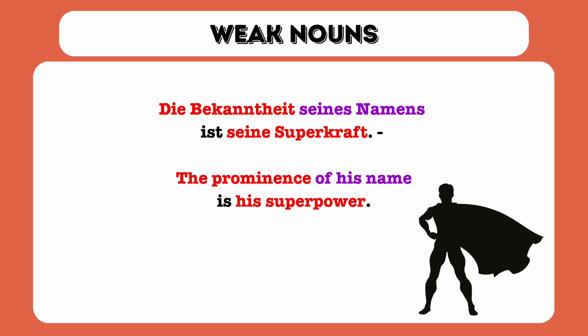Die Bekanntheit seines Namens ist seine Superkraft. The prominence of his name is his superpower. Again, seines Namens, this one requires both an N and an S. If you're ever unsure, go to duden.de, and whenever you're there, just search out whatever noun it is that you're looking for, and it will have a list of the declined forms, so the different forms that you use in the different cases for any of these nouns that you're unsure of.